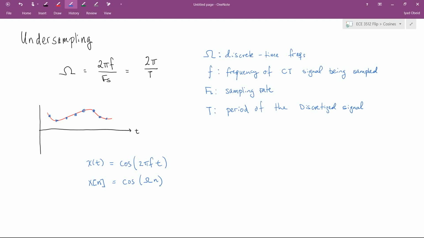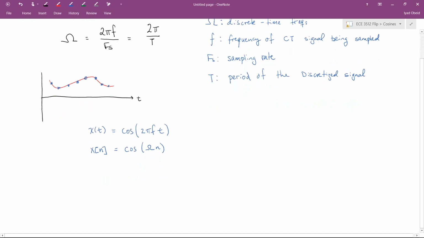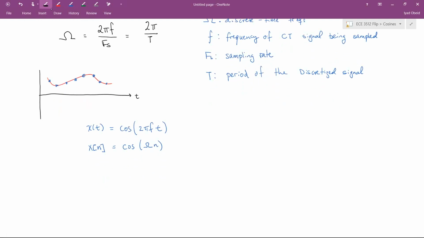And again, the idea is that I should be able to give you the list of samples x of n and also tell you the sampling frequency, and you should be able to work your way backwards to determine the original red signal, the continuous time signal that we started with. So let's do an example. Suppose we have a continuous time cosine at 30 hertz, and my plan is to sample it at 90 samples per second.